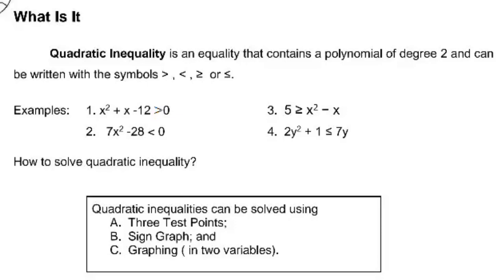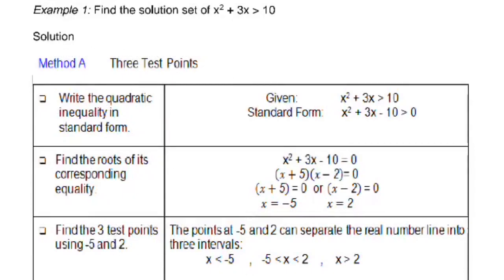Then, how to solve quadratic inequality. Quadratic inequalities can be solved using three methods here. We have A, three test points, B, sign graph, and C, graphing, which is in two variables, x and y. So we have here example number 1: find the solution set of x squared plus 3x greater than 10.